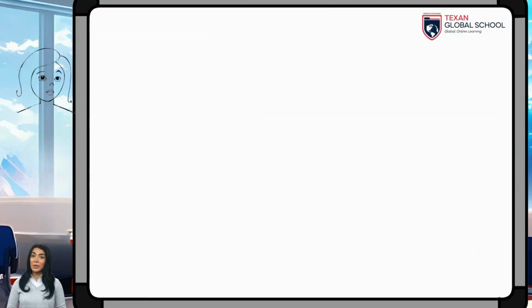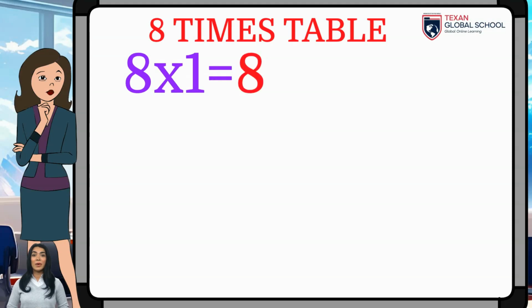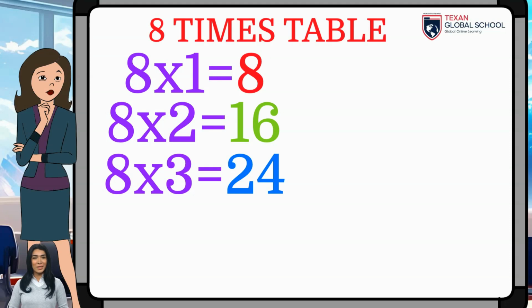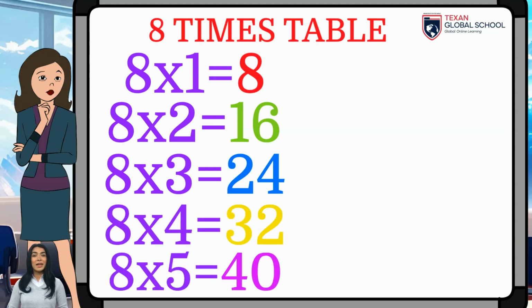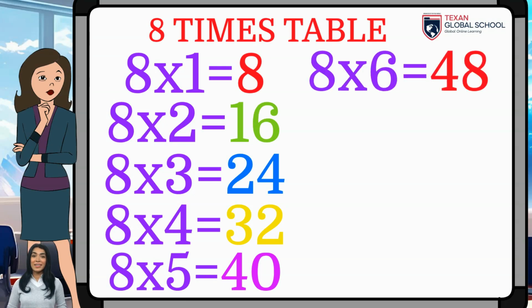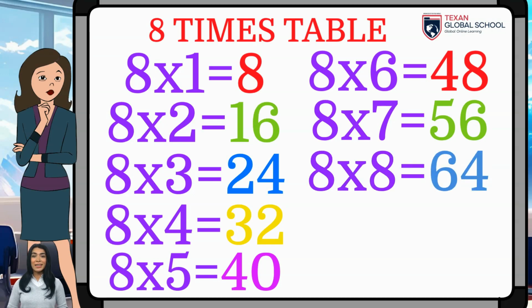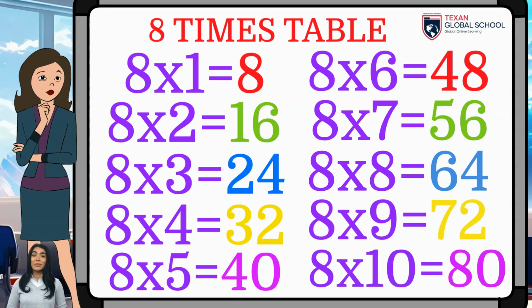In summary, any number multiplied by 8 results in the same value eightfold. 8 times 1 is 8. 8 times 2 is 16. 8 times 3 is 24. 8 times 4 is 32. 8 times 5 is 40. 8 times 6 is 48. 8 times 7 is 56. 8 times 8 is 64. 8 times 9 is 72. 8 times 10 is 80. Observe the pattern in the table of how, to each result, 8 units are added.